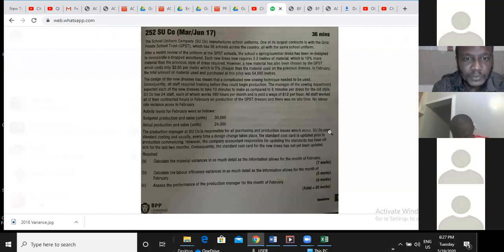So budgeted production and sales 30,000, actual production and sales 24,000. So very different from the structure where we have standard on top, budgeted in the middle, and actual under. It's just very random here. But really, similar styles if we look at the paragraphs maybe.